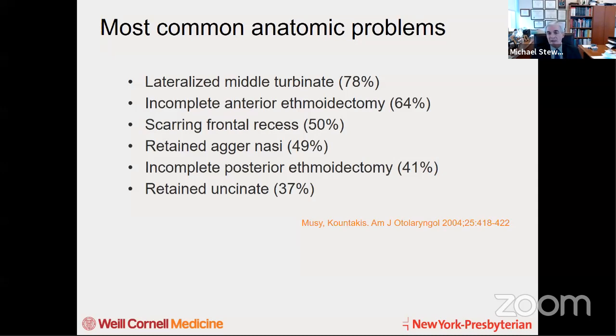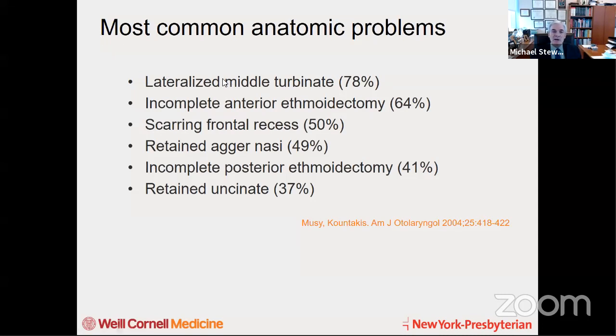This is from a paper that he wrote more than 15 years ago, but actually this has probably not changed that much. He identified the most common anatomic problems requiring revision surgery were lateralized middle turbinate, an incomplete anterior ethmoidectomy, scarring in the frontal recess, retained agger nasi cell, an incomplete posterior ethmoidectomy, and a retained uncinate.